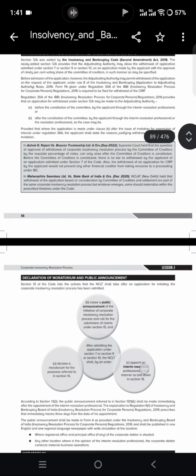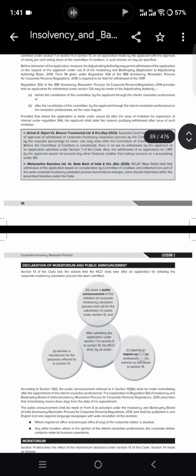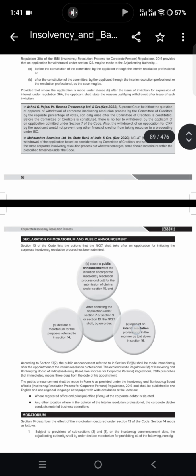Section 14 describes the effect of the moratorium declared under Section 13 of the Code. Section 14 reads as follows.